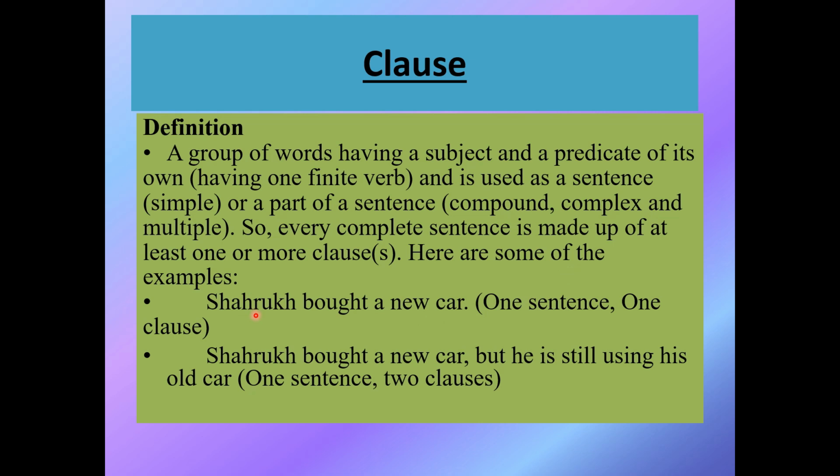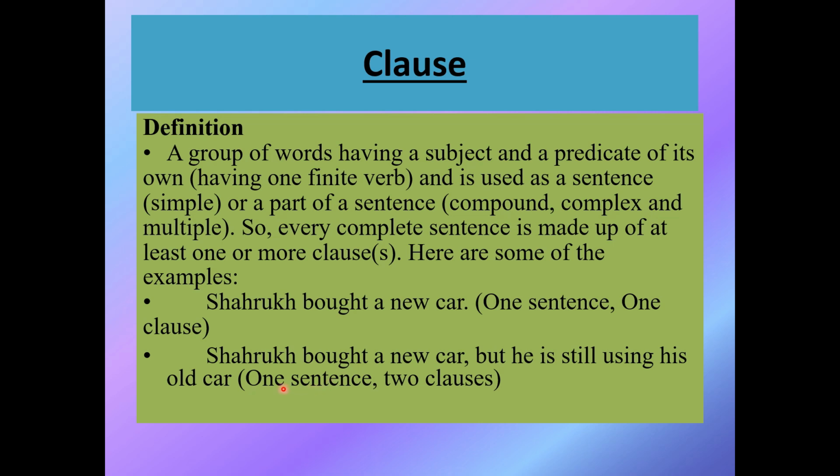Here we have some examples. Shahrukh bought a new car. As you see, there is one finite verb, there is one subject, so this means that there is only one clause in this sentence. So if there is one clause, this means it is a simple sentence. Shahrukh bought a new car, but he is still using his old car. In this sentence, again this is one sentence, but we have two clauses in it, and this sentence is a compound sentence.